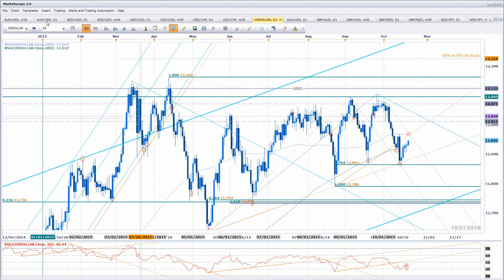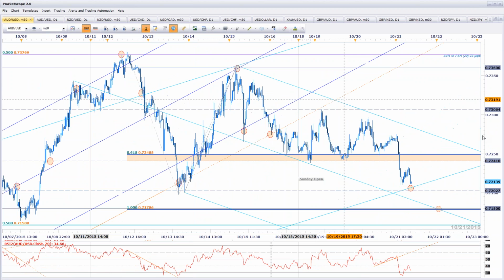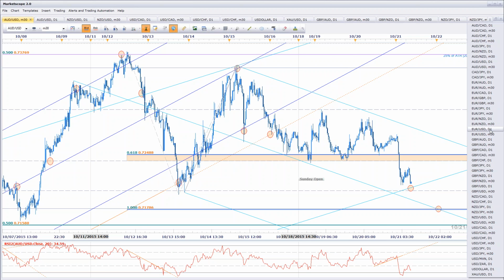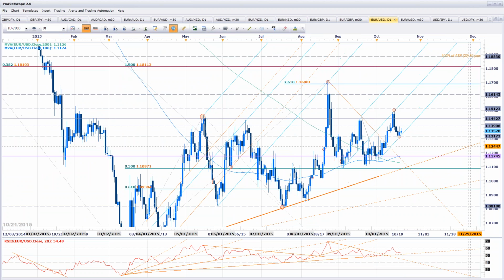All right, so that is Aussie dollar in the books. Let's take a quick look at the euro and the euro Aussie, and then we'll jump into your questions and wrap things up. Here's what the euro looks like. We are a couple of days ahead of the ECB interest rate decision. Lots of speculation that we're going to get some sort of additional easing measures from the ECB.